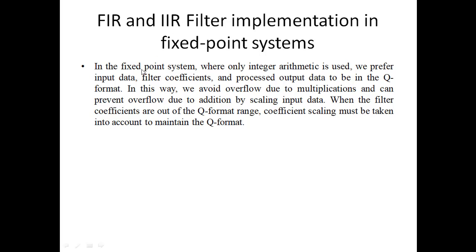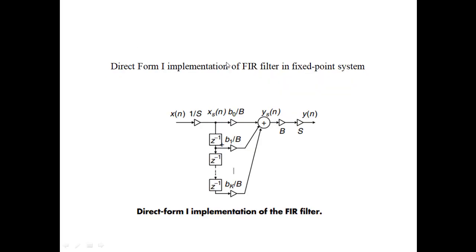Because as we know, Q format is in the range between 0 and 1. If the data goes out of range or overflows, or if the data underflows, then we can use a simple shift operation to scale it up or scale down. We shall discuss direct form 1 implementation of FIR filter in fixed point system.